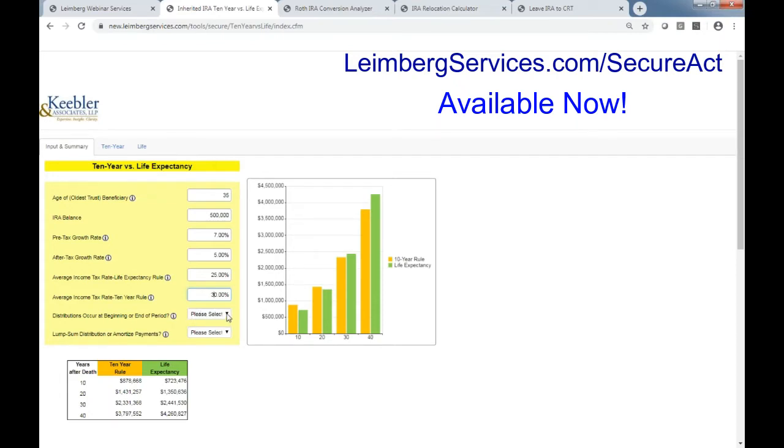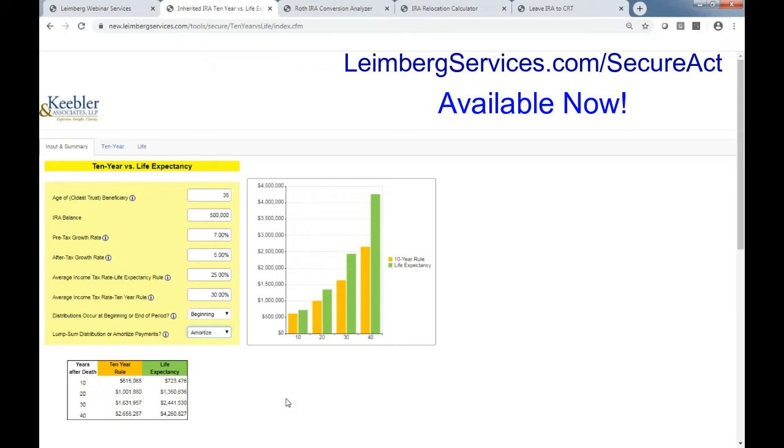And we'll take the distributions from the IRA at the beginning of the period, and we will do amortization to spread out that income. So what you'd see here, if you look at the chart, what you're very quickly going to see, and you can show to that client, is that they're way better off leaving the money to an eligible beneficiary trust rather than to the child in a designated beneficiary trust where they would just have the 10-year rule. So this is very important.